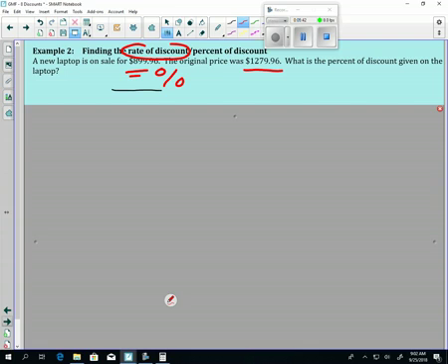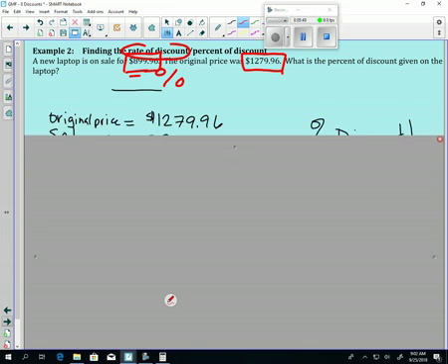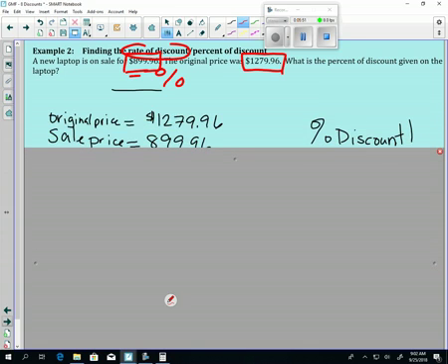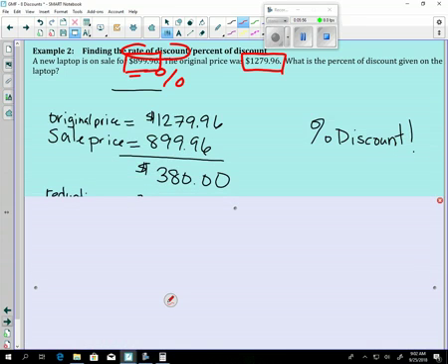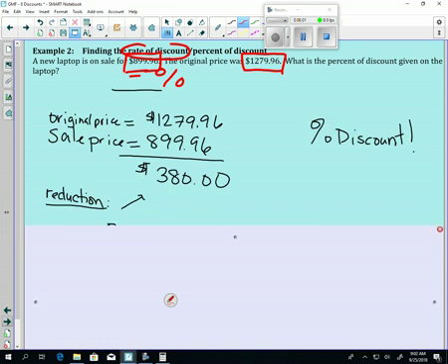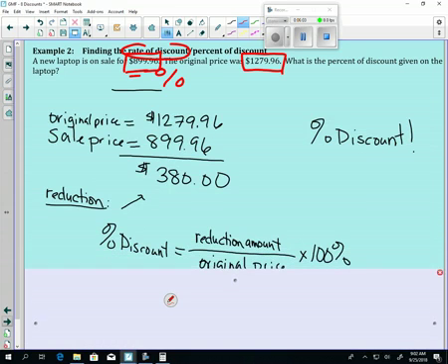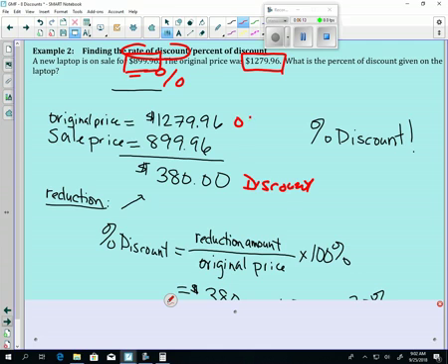Well, the first thing you got to do is find out the difference between the original price and the sale price. So the original price is $1,279.96. Sale price is $899. Find the difference. We have a difference of $380. How do we get the discount? Discount, original price. That's the two we need to find the percent.